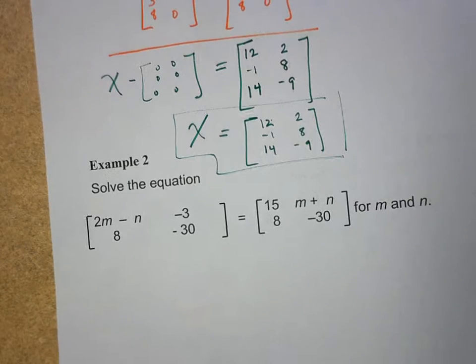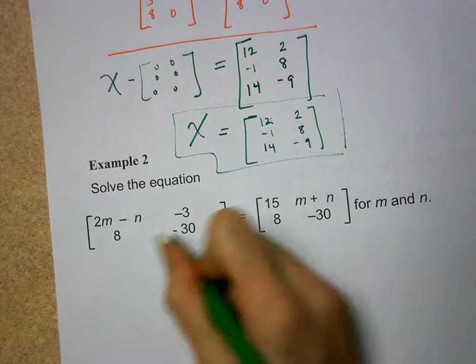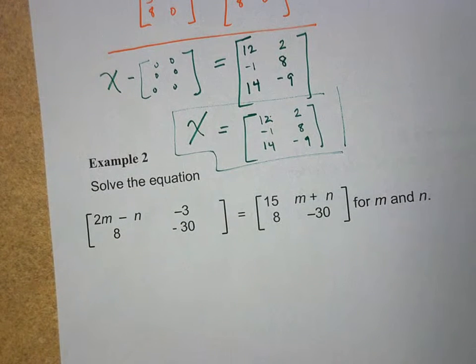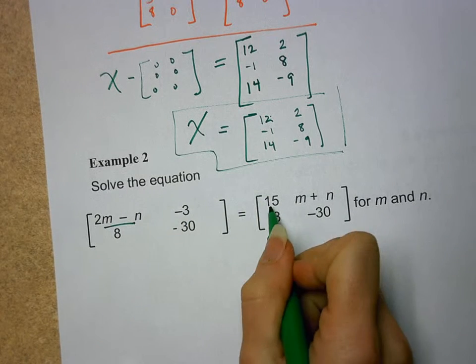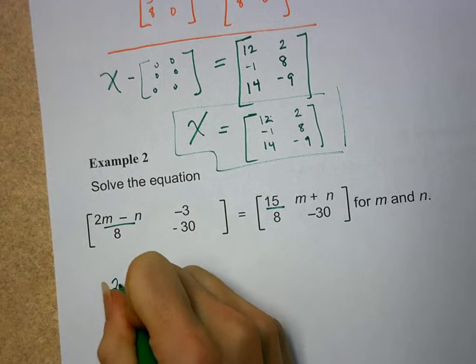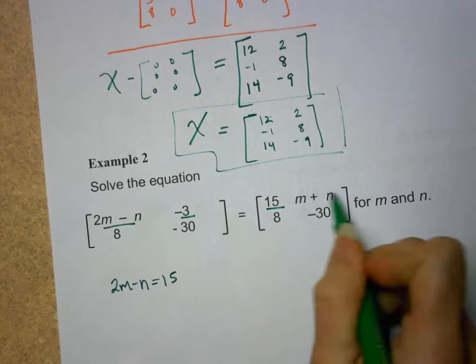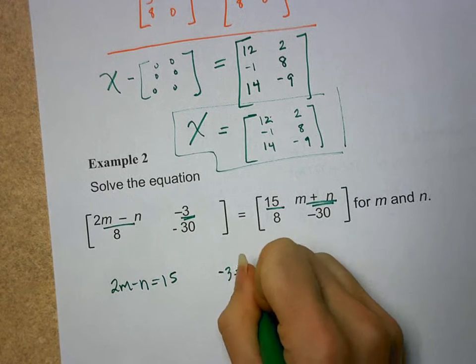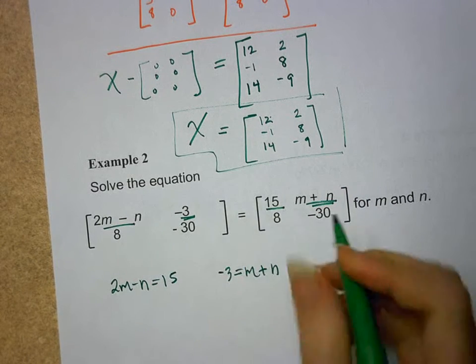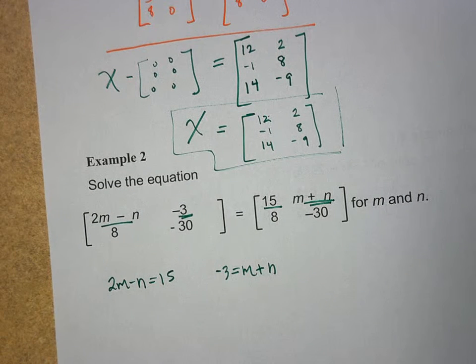All right, example 2, we can use the closure property to go ahead and solve for missing variables. So since I have a 2 by 2 matrix equal to a 2 by 2 matrix, I know their corresponding elements are equal. So 2m minus n has to equal 15. Negative 3 has to equal m plus n. 8 equals 8, I don't need to write that, and negative 30 equals negative 30.